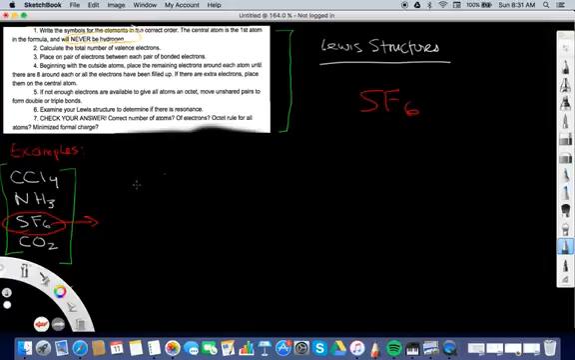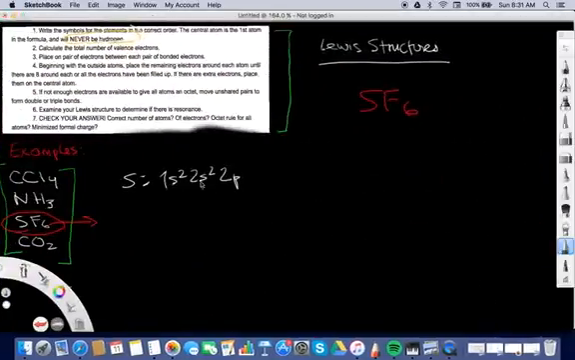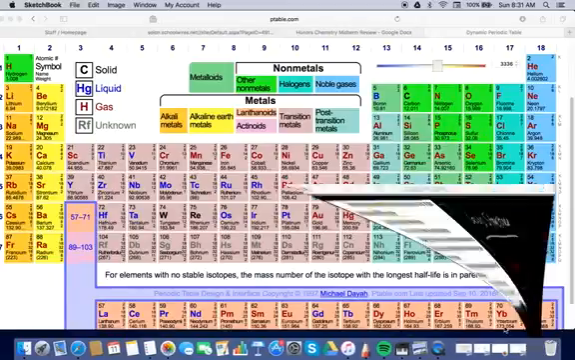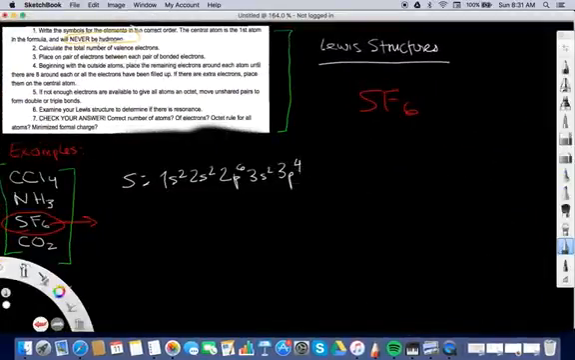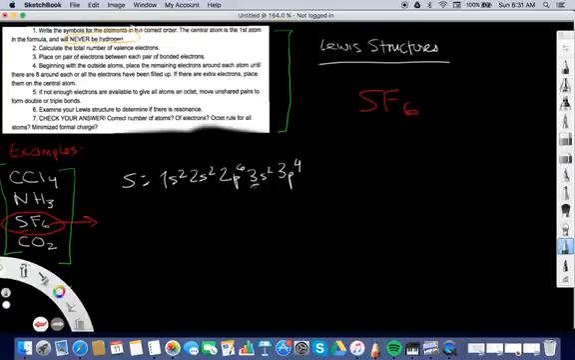So sulfur, if we were to draw its electron configuration, is 1s2, 2s2, 2p6, 3s2, 3p4. All right, and to just double check my work, okay, we're good. So we know that our third energy level is our outermost energy level, in which there are 2 electrons in the s and 4 electrons in the p, so we know that sulfur has 6 valence electrons.